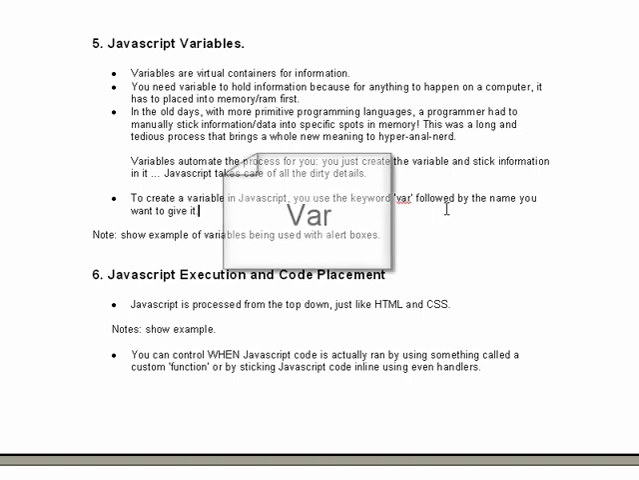So you got to understand, when you use the var keyword in JavaScript, basically you're automating the process. Variables automate the process for you. You just create the variable and stick information in it. JavaScript takes care of all the dirty details. And of course, to create a variable in JavaScript, you need to use the keyword var followed by the name you want to give it.